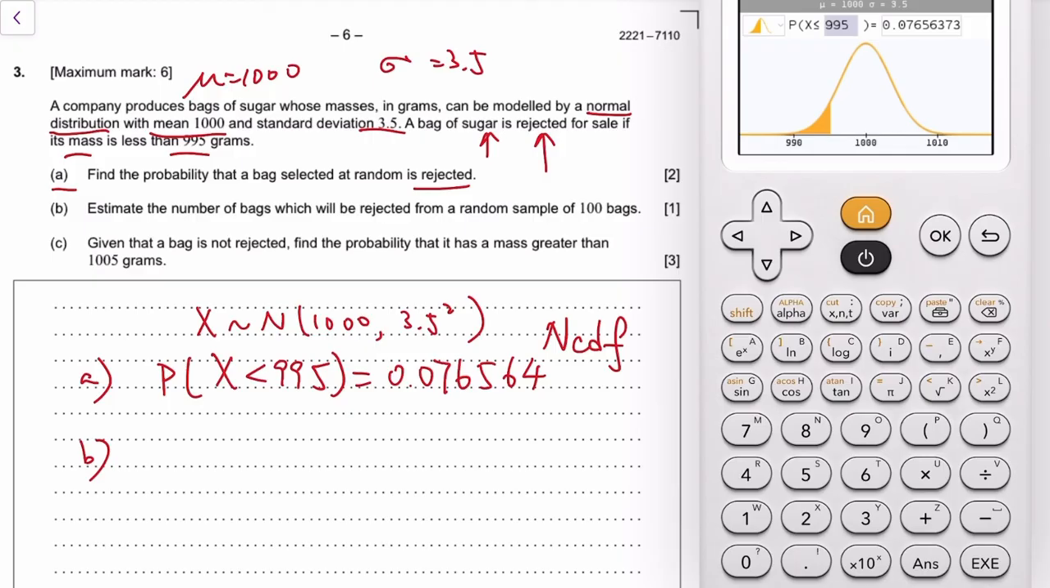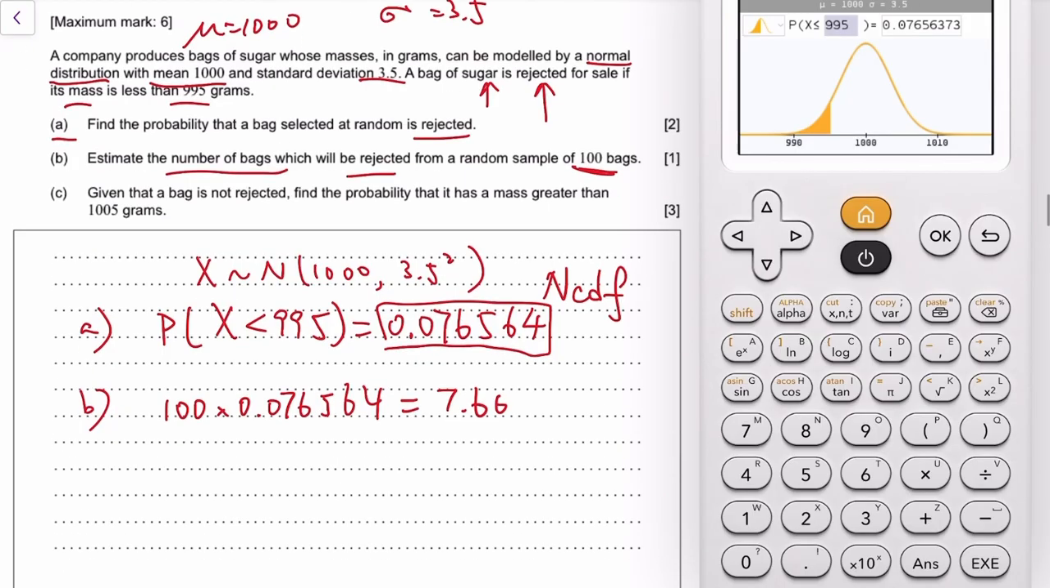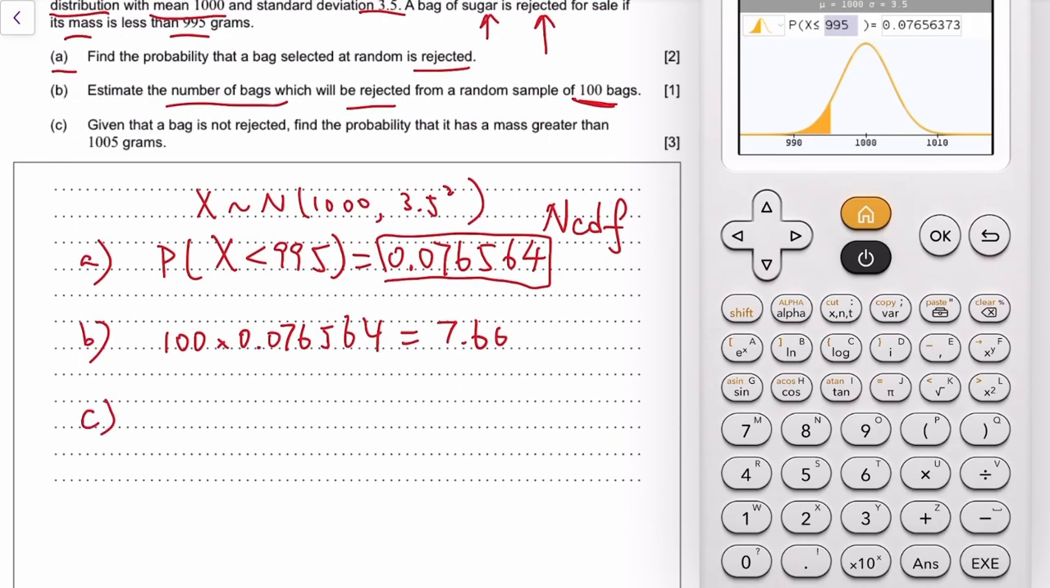B, estimate the number of bags that would be rejected if you have 100 bags. Well, the probability that one bag is rejected is this. So the number of bags that you expect to be rejected would simply be 100 times that. So you would expect like 7.66 of them. Expectation by definition does not have to be actually possible in real life, so a decimal point is accepted.